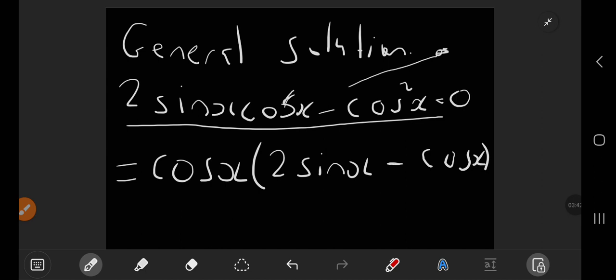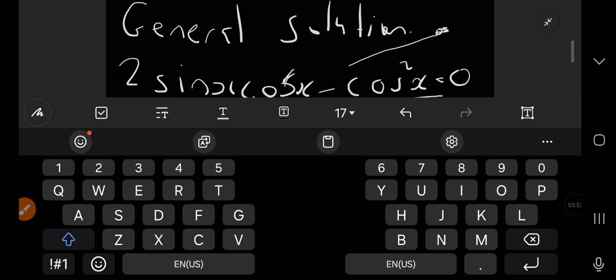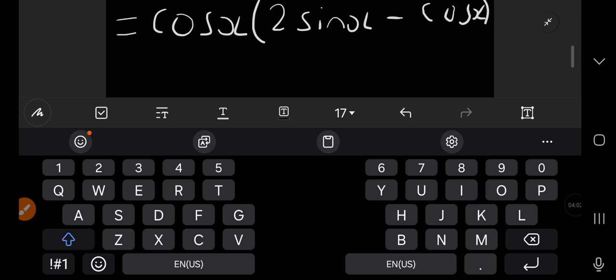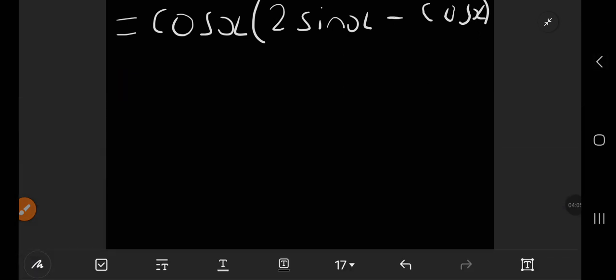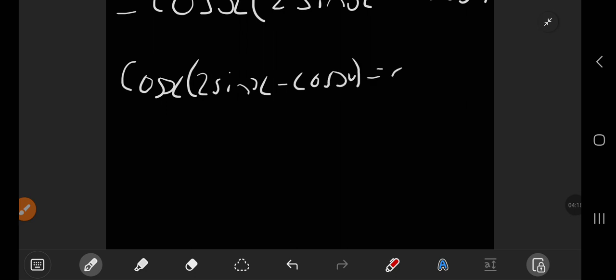So from here, you just factorize and see where it's gonna take you. And then let's say that, so now you have cos x into 2 sine x minus cos x, right? And then this is basically equated to 0. I don't even have space that side, but I'm just gonna write it here. Cos x into 2 sine x minus cos x is equals to 0. Then from here, what do we do now?